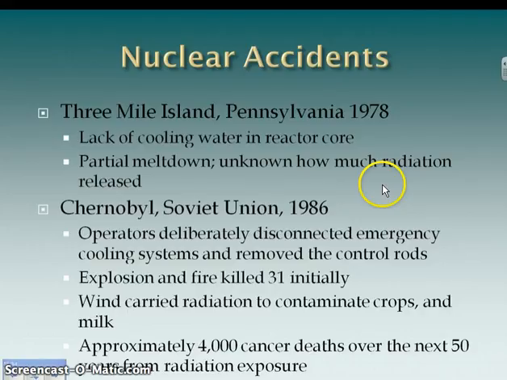The other very famous incident happened in 1986, Chernobyl in the Soviet Union. Here, operators deliberately disconnected emergency cooling systems and removed the control rods. So this happened on purpose. At Three Mile Island, the operators didn't notice that a cooling valve had closed. But in Chernobyl, the operators deliberately disconnected the emergency cooling system. They removed the control rods.